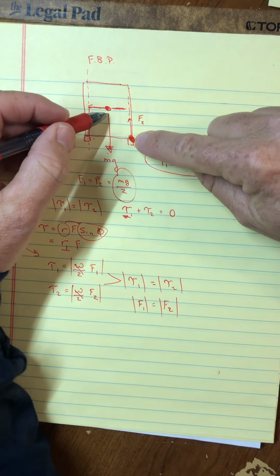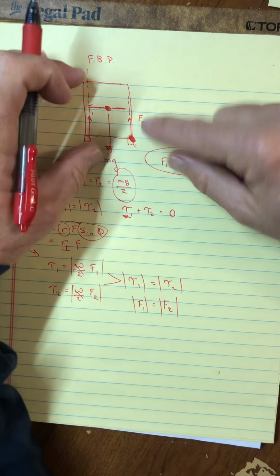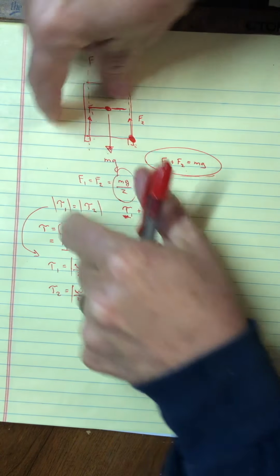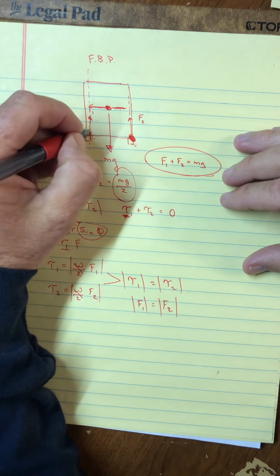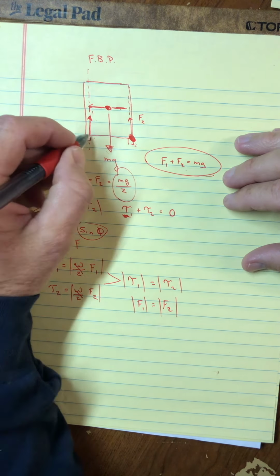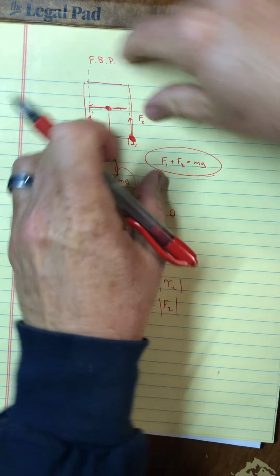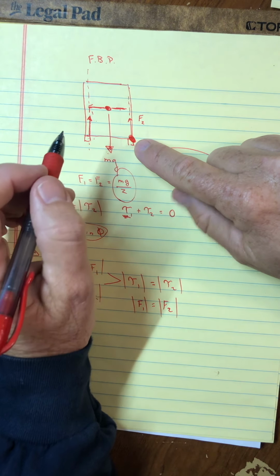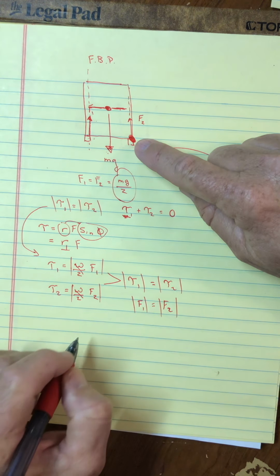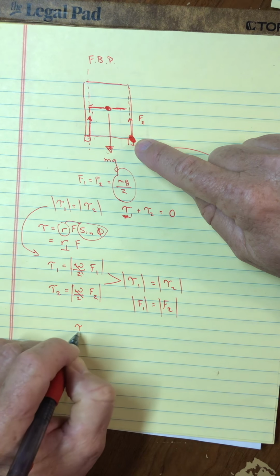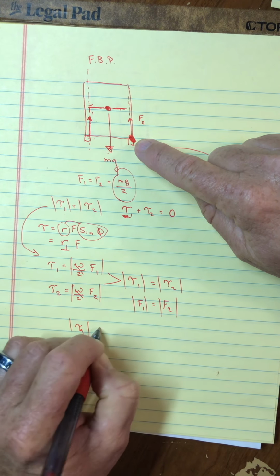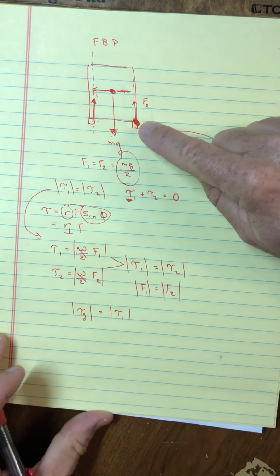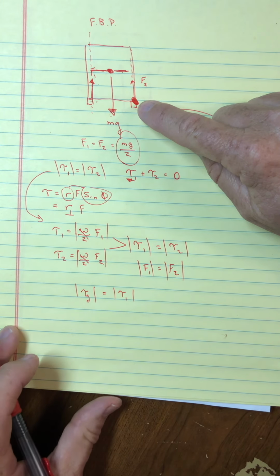then I would have a torque from gravity making it rotate in a clockwise direction, and a torque from force number 1 pushing it in a clockwise direction as measured from this point. And again, those two torques would have to be equal. So maybe I'd write it this way. The magnitude of the torque by gravity would need to equal the magnitude of the torque from number 1.